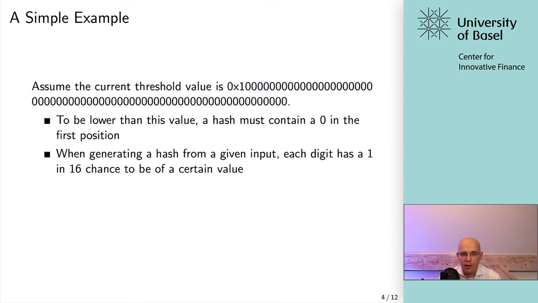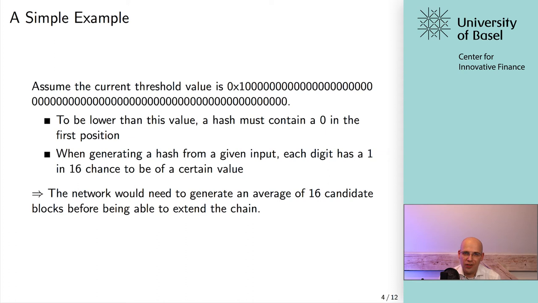Okay, now to find a solution that is below this threshold value right here, the network would have on average to compute 16 candidate blocks. Every 16th candidate block on average would satisfy this criteria, would pass this trial and error phase, and would be accepted by the network. Now, of course, you could make this criteria much stricter, and we will talk about that parameter later on.